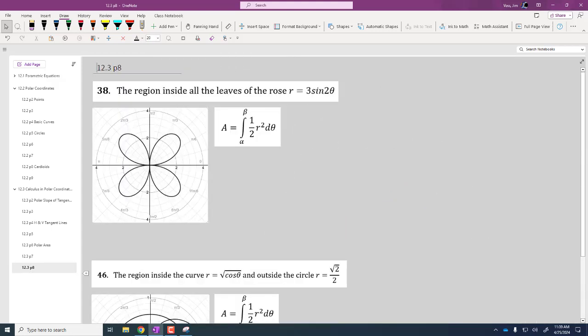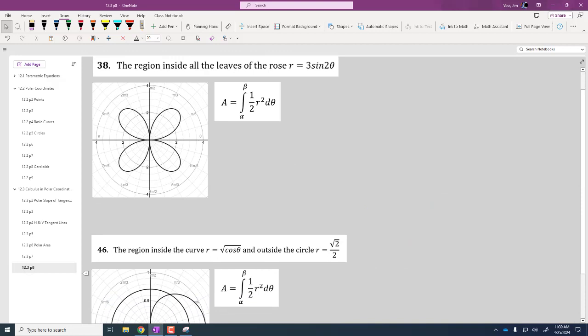Let's do one more problem. So the region inside all the leaves of the rose. There's the graph of the rose. Let's figure out our limits of integration. We plug in 0, we're right at the origin. And what do you think the angle is that's going to give us this point right there at the tip of that petal? Pi over 4, dead center of quadrant 1. Plug in pi over 4, you get sine of pi over 2, which is 1. 1 times 3 is 3. That is this distance right there.